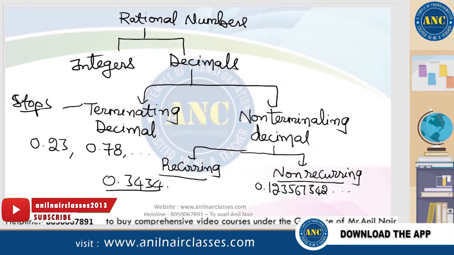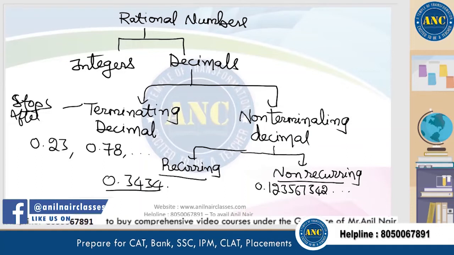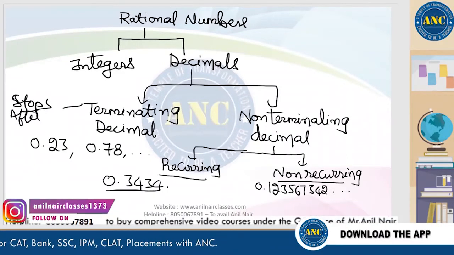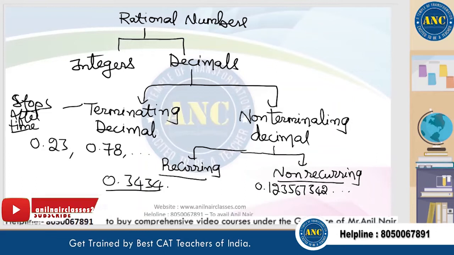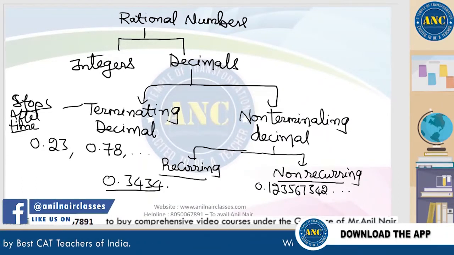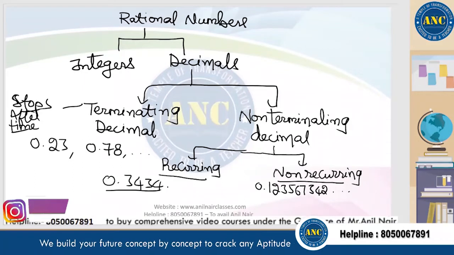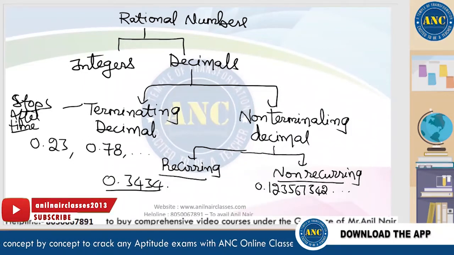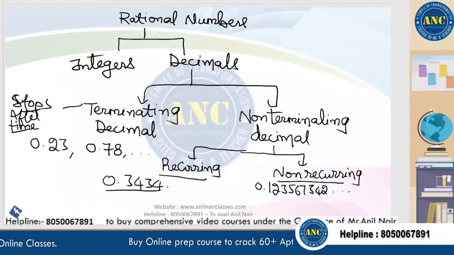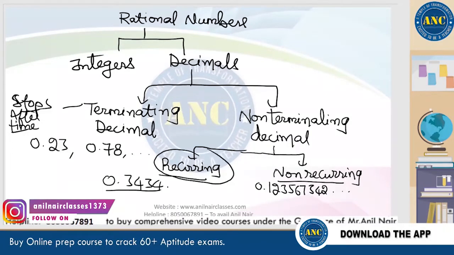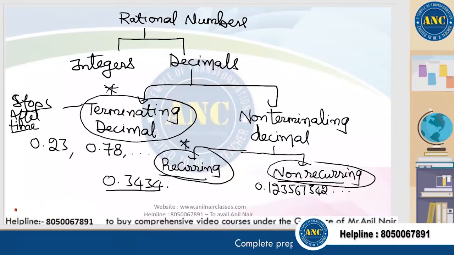So again I am saying, in decimals there are two types: terminating and non-terminating. Terminating means which stops after a particular time. Non-terminating means which does not stop after a time. Which does not stop means which will keep continuing. If it keeps continuing, are there any digits in that decimal which keep repeating? If they get repeated, it is called recurring. If it does not get repeated, it is called non-recurring. Extremely important. Today the entire class is on recurring, terminating and non-recurring. The entire topic will be based upon this one.